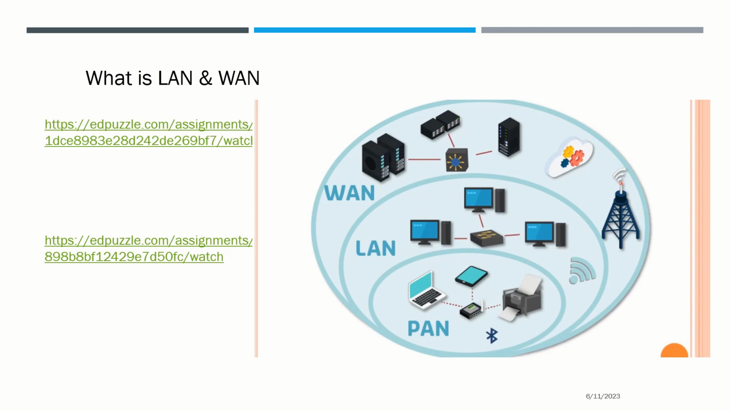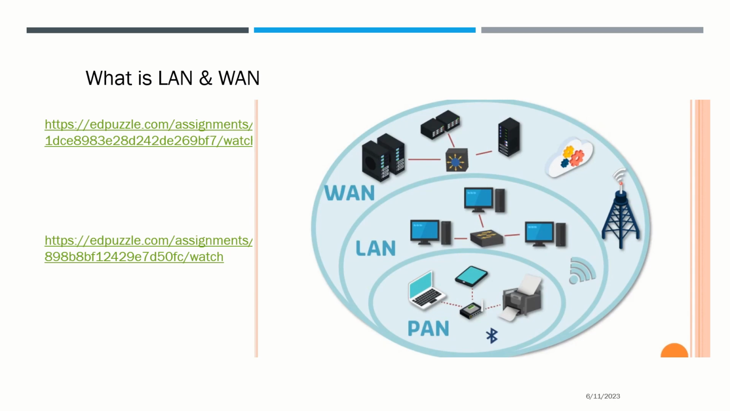Whereas WAN is wide area network. It covers a large geographical area like a city, state, country, continent, whatever. The best example for wide area network is the internet.